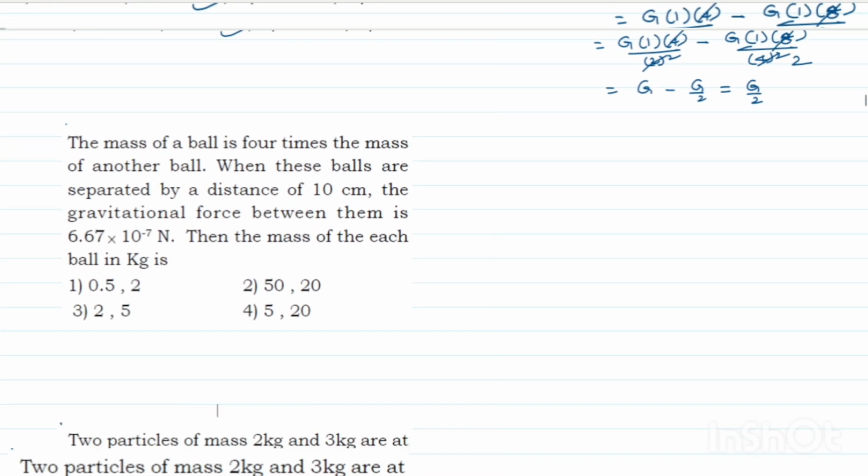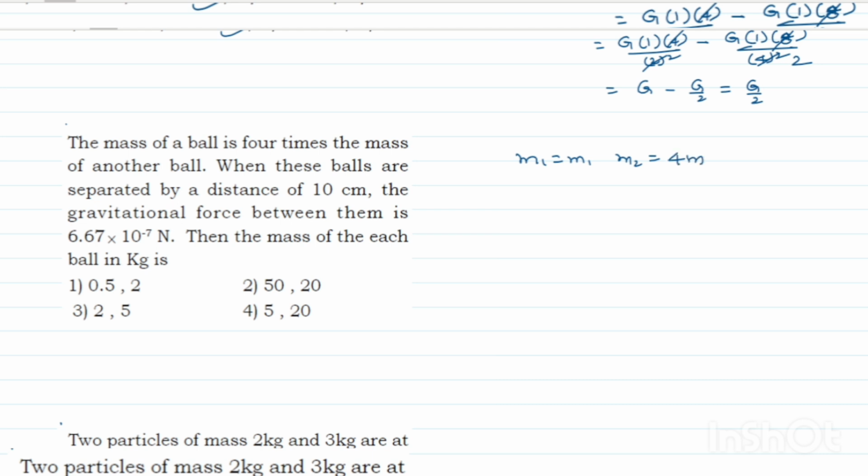Let us see the next question. The mass of a ball is 4 times that of the mass of another ball. So the mass of the ball m1 is given as 4 times that of the mass of another ball. When these balls are separated by a distance of 10 centimeter, if m1 you take as m, then m2 becomes 4 times the mass, 4m.